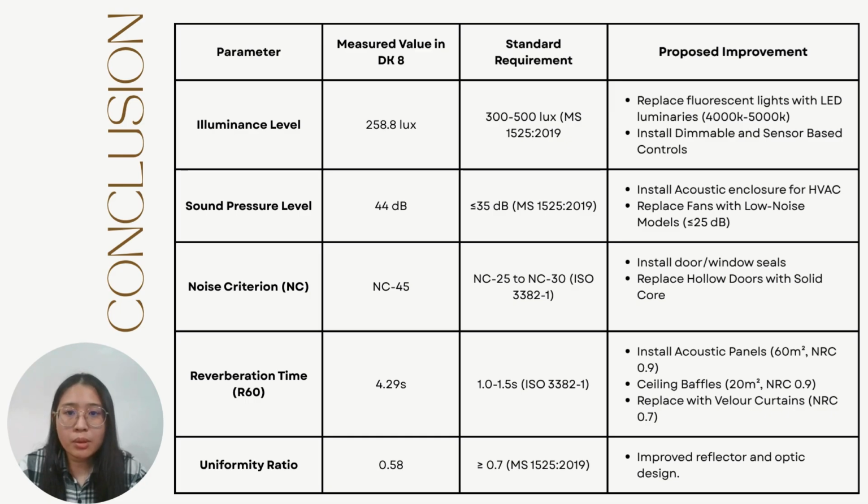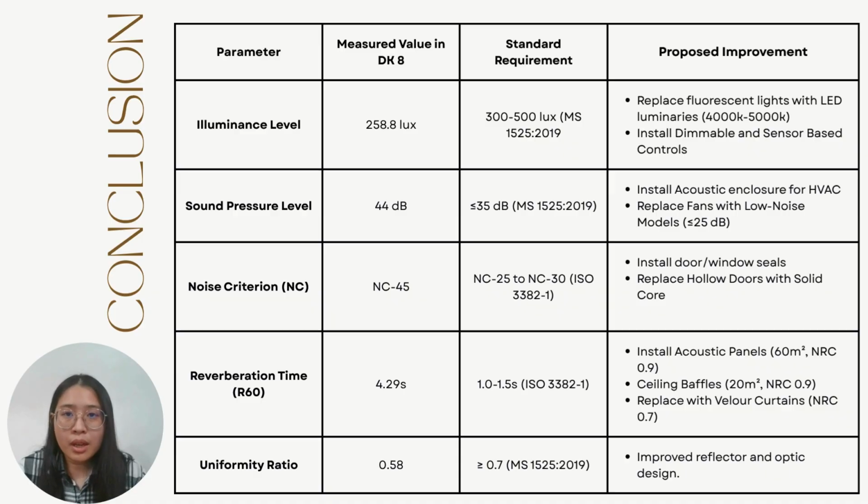For the sound pressure level, DEWAN KULIAH 8 achieved 44 decibels. In order to meet the standard requirement, installing acoustic enclosures around the HVAC and replacing the fans with a low noise model, less than 25 decibels, can help to improve it. For the noise criterion, DEWAN KULIAH 8 has a value of 45, so in order to meet the standard requirement, installing door or window sills and replacing the hollow door with a solid core door can help to reduce it to the desired value.